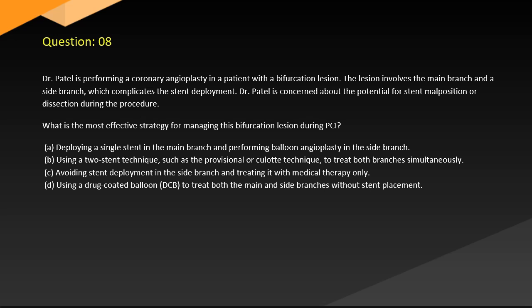A. Deploying a single stent in the main branch and performing balloon angioplasty in the side branch. B. Using a two-stent technique, such as the provisional or culotte technique, to treat both branches simultaneously. C. Avoiding stent deployment in the side branch and treating it with medical therapy only. D. Using a drug-coated balloon to treat both the main and side branches without stent placement.